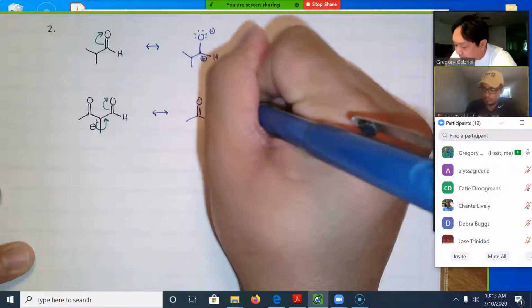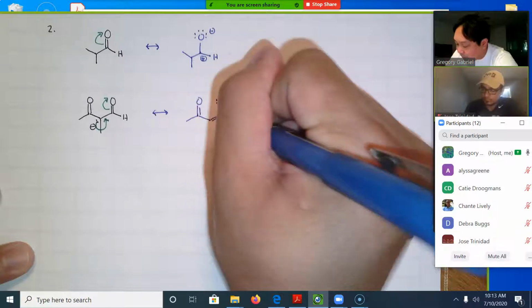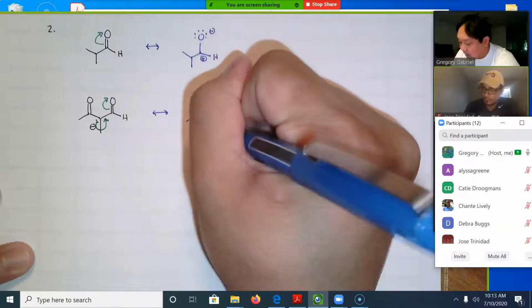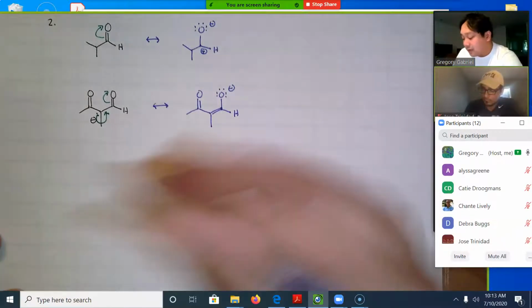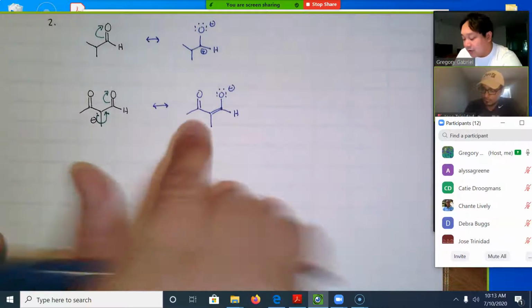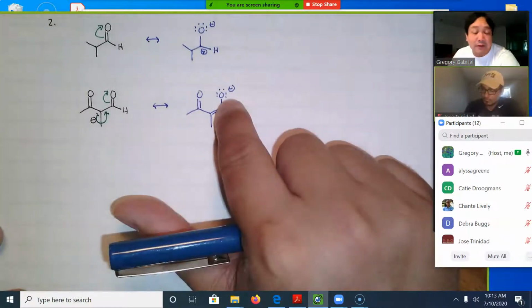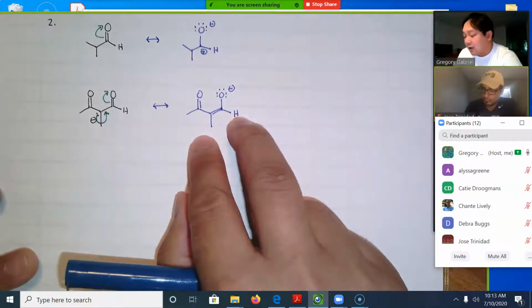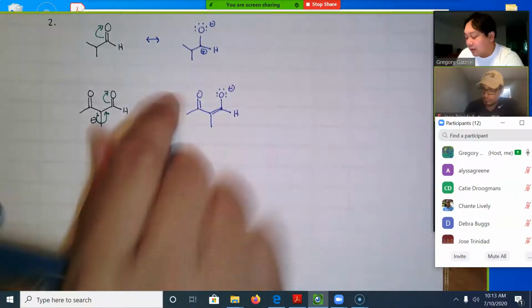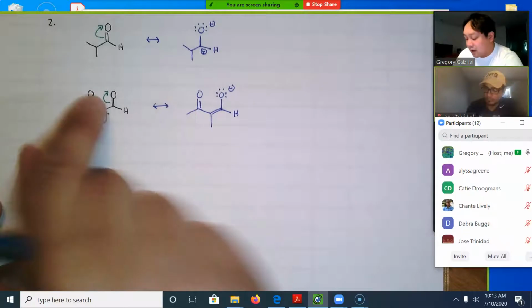Resonance, you have to practice a lot for it to click. That's a good resonance contributor. There's one charge. We were able to localize that charge. We got it onto a negative, electronegative atom, oxygen. So this is good. Now, how do we get to the negative oxygen on the left?